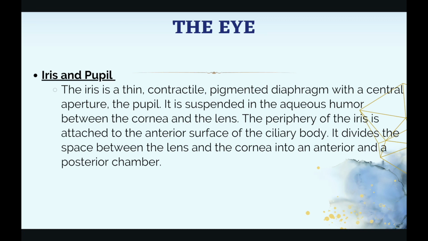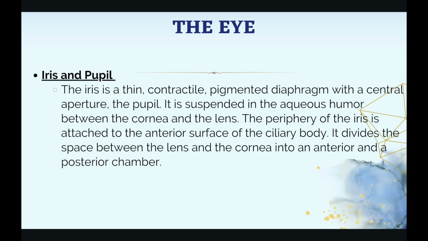The sphincter pupillae is supplied by parasympathetic fibers from the oculomotor nerve. After synapsing in the ciliary ganglion, the postganglionic fibers pass forward to the eyeball in the short ciliary nerves. The dilator pupillae is supplied by sympathetic fibers, which pass forward to the eyeball in the long ciliary nerves.